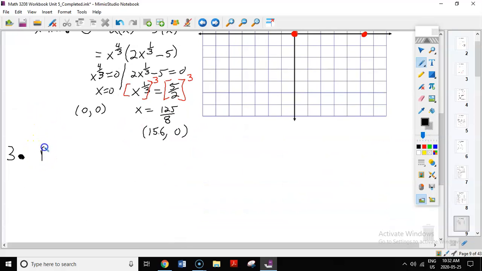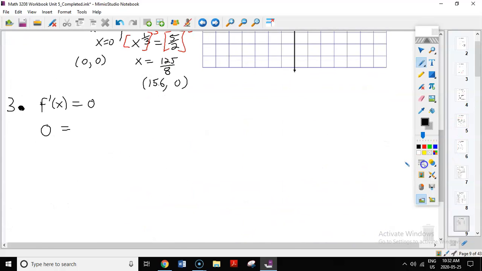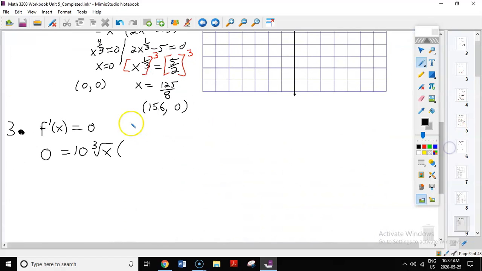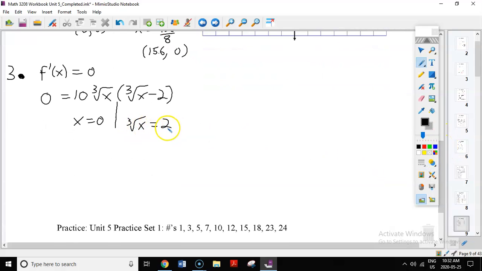So f prime equals 0 when 10 cubic root of x times cubic root of x minus 2 equals 0. Again, like before, we've got two answers. So when is 10 cubic root of x equal to 0? That happens when x is 0. When is this equal to 0? When the cubic root of x equals 2. Well, again, what cubic root of x will give me 2?